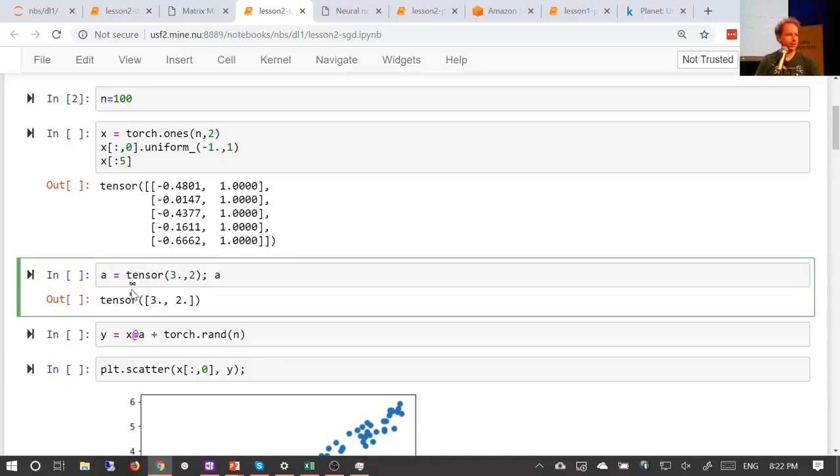They just mean arrays. And so in PyTorch, you say tensor, and you pass in some numbers, and you get back, in this case, just a list, a vector. Okay? So this then represents our coefficients, the slope and the intercept of our line.